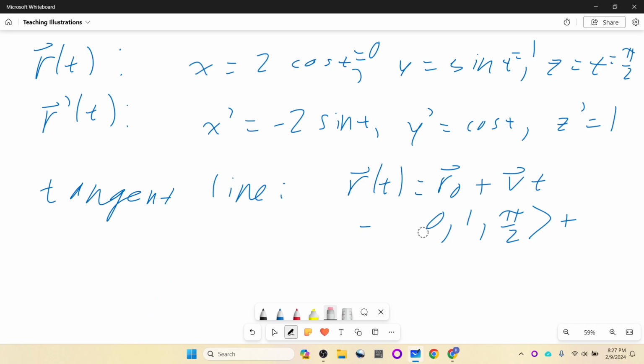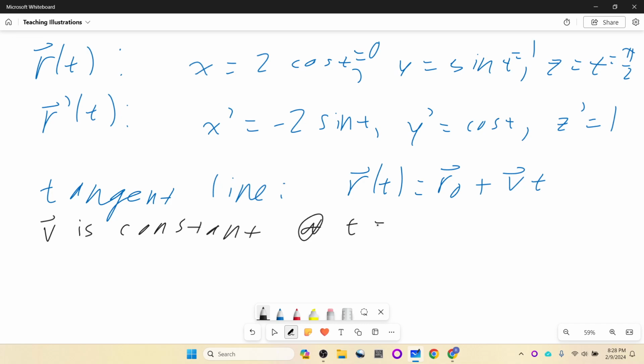Let me try and explain this a little better here. R of t equals r naught plus vt. V has to be a constant because it is defining a line. V is changing on this curve, but on the line it's not changing. So at t equals pi halves, what is the velocity vector?